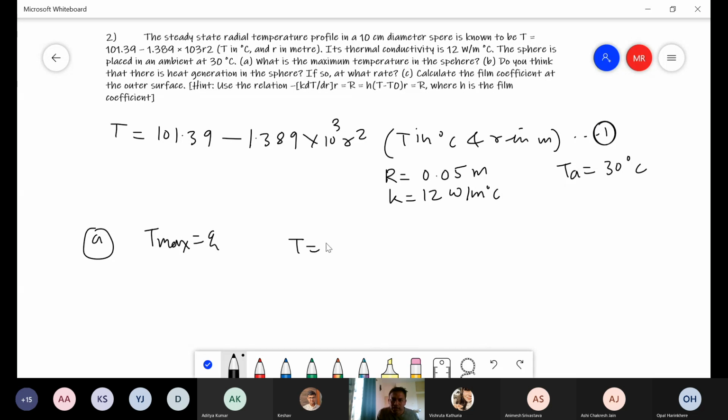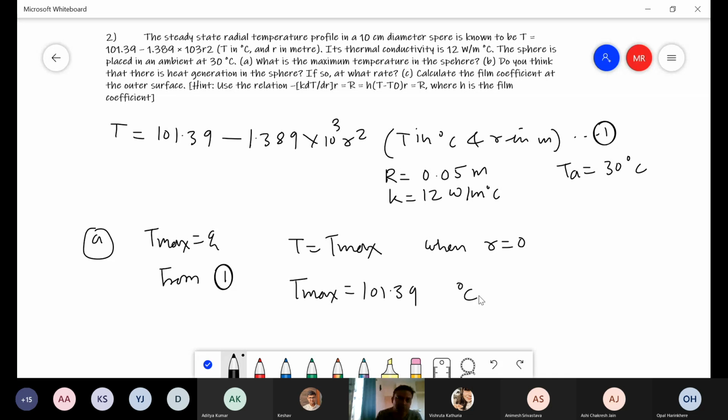So T equals T max when r is 0, isn't it? So we can put this in the equation from equation 1. From 1 we can get T max as 101.39 degrees Celsius, isn't it? So this is going to be the maximum temperature.